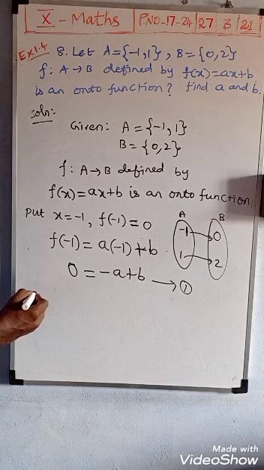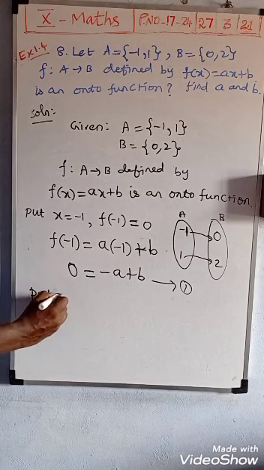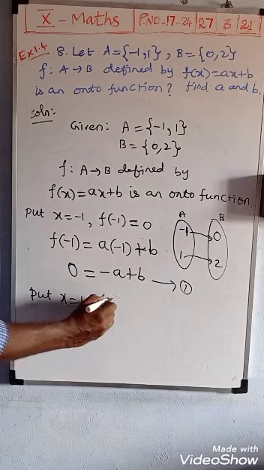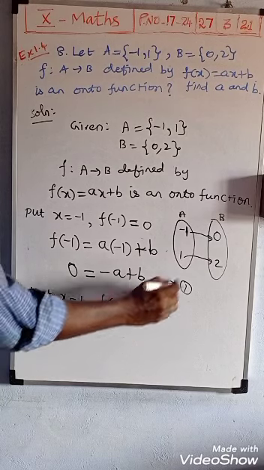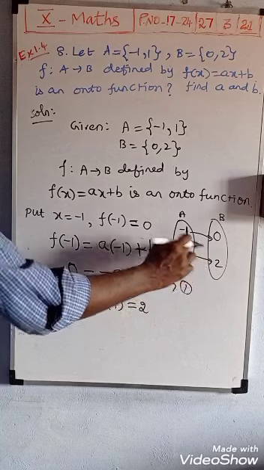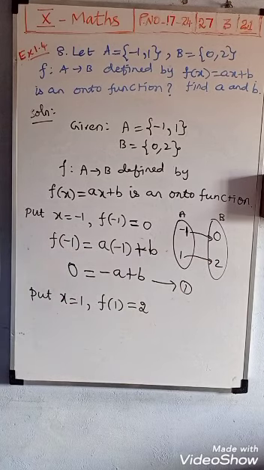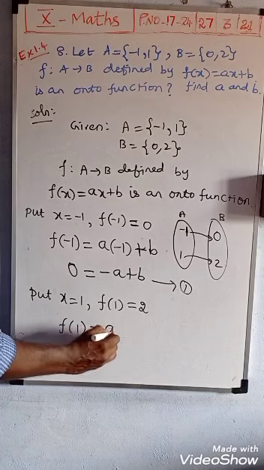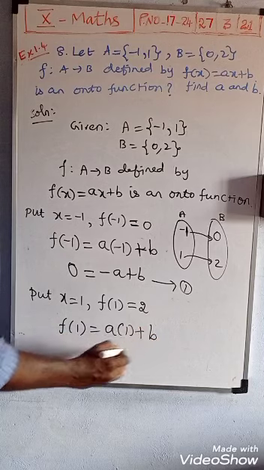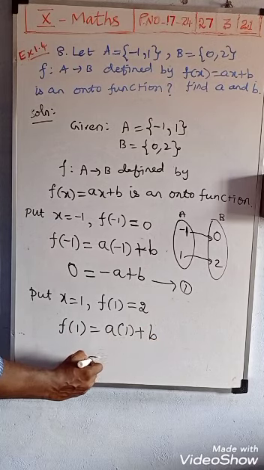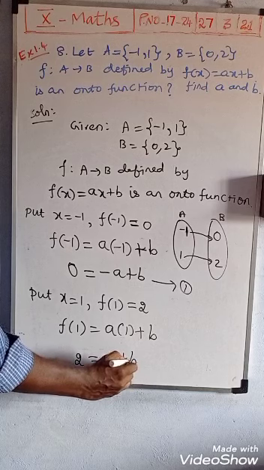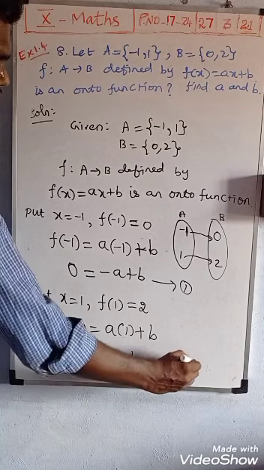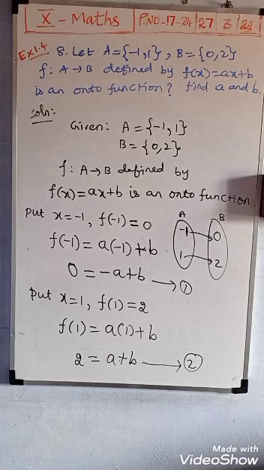This is equation 1. Next put x is equal to 1, which means f of 1 value is 2. Now you substitute in this equation, f of 1 is equal to a of 1 plus b. Since f of 1 value is 2, 2 is equal to a plus b. This is equation 2. Now you solve equation 1 and 2, and you will receive a and b values.